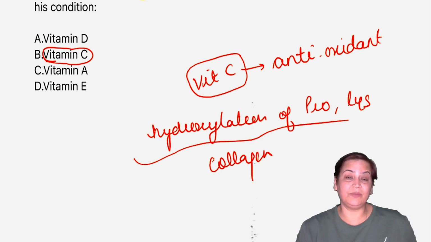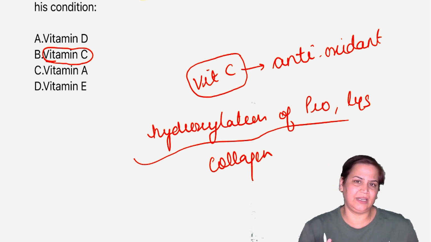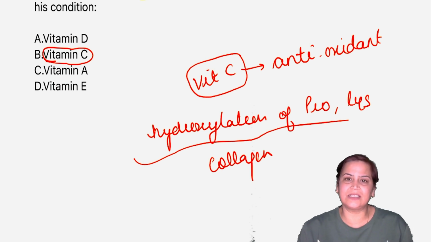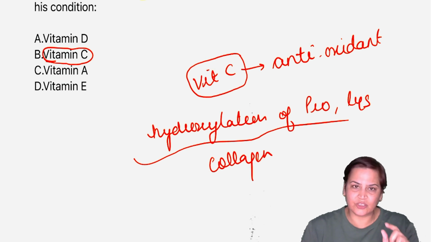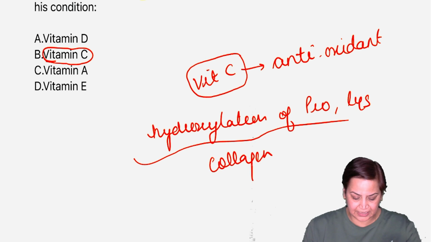And again, vitamin C is also required in wound healing, because its main function is working as an antioxidant, right? The active form of vitamin C is ascorbic acid, so there is always an oxidation reduction: ascorbic acid, dehydroascorbic acid, and vice versa. So the answer is B.